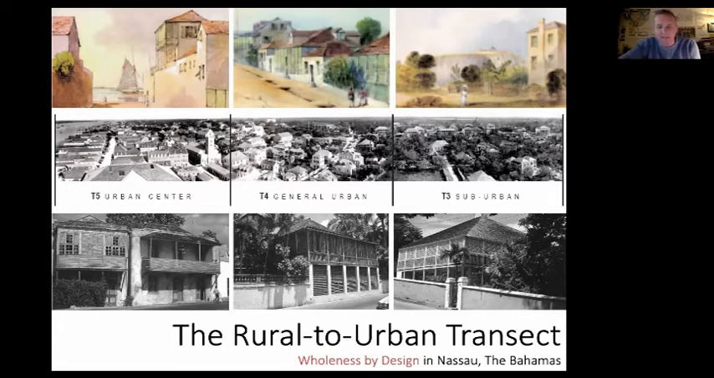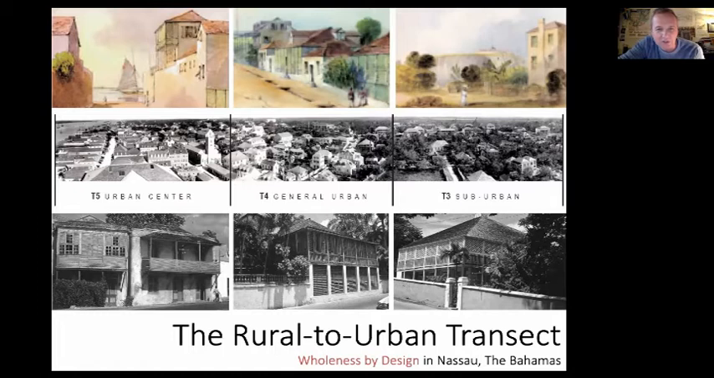And so, for example, this is a panoramic photo in the middle that was taken from the top of a tall building in Nassau in the Bahamas. Obviously a historic photo. And you can see when you take that panoramic picture and look at it very carefully, you're actually looking at different kinds of urban environments from left to right. You can see that there's this thing that you might call the urban center over here. You might call that the downtown or the core of the urban city of Nassau.